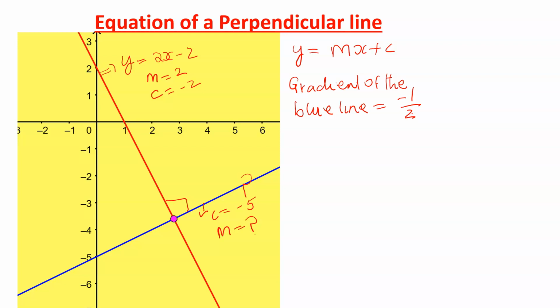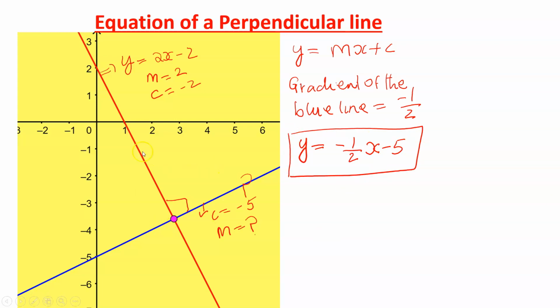Okay, why? Because the gradient of the line which it's perpendicular to is 2, so I need to do that. So I know the gradient, I know the intercept, I can put them together. So finally I go y equals minus half x minus 5. And this is the equation of the blue line.